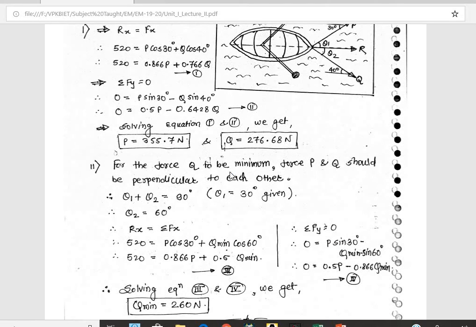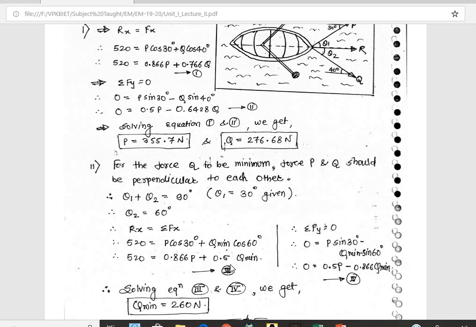Now the first part is over, now the second part. For the force Q to be minimum, force P and Q should be perpendicular to each other. This is the condition, that is theta 1 plus theta 2 should be 90 degrees. And since theta 1 is given as 30 degrees, therefore theta 2 is 60.